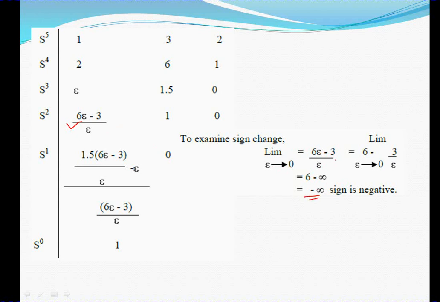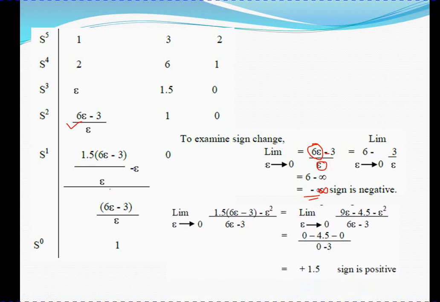Why is it minus infinity? This term will be 0 as epsilon tends to 0, and if we substitute 0 here by applying limits, then it will be minus 3 divided by epsilon tending to 0, hence it will be minus infinity. So make sure that you get the sign change very correctly. Whenever the minus sign is there, it will be minus infinity. This is where you go wrong in the examination calculations.